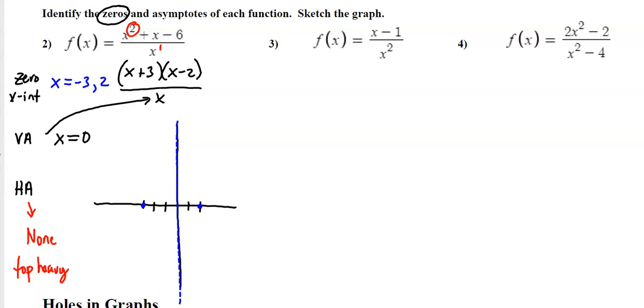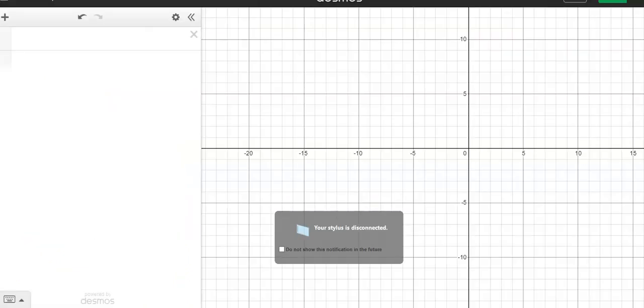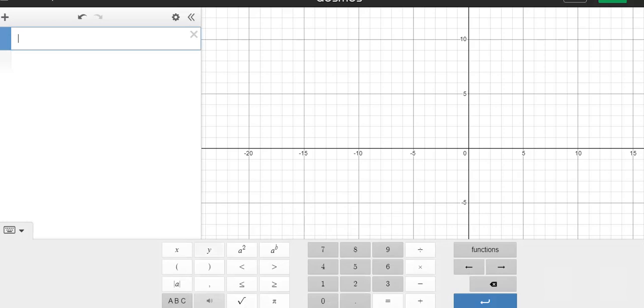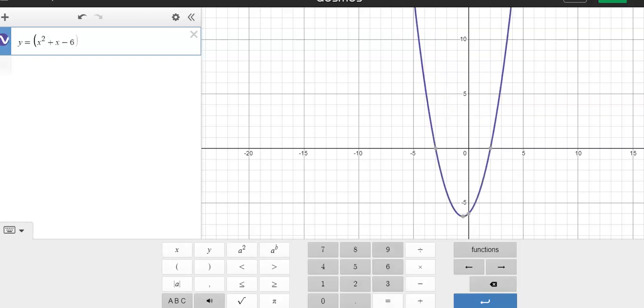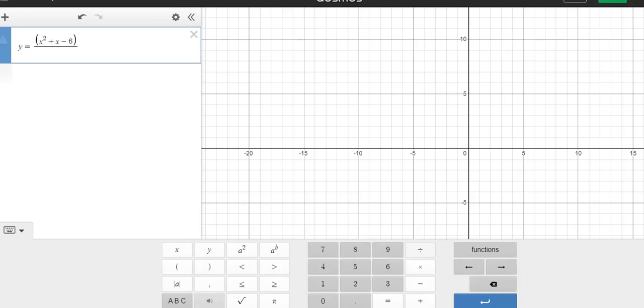And now really to get any other points, we'd have to make a table. We'd either have to make a table by hand or we'd have to use Desmos or a graphing calculator to do that. So let's just bust that out real quick. y equals parentheses x squared plus x minus 6, and then divide that by just an x on the bottom. That's all we had.